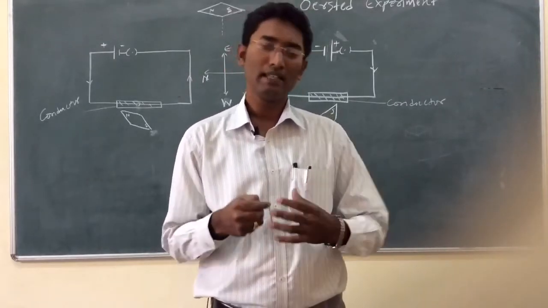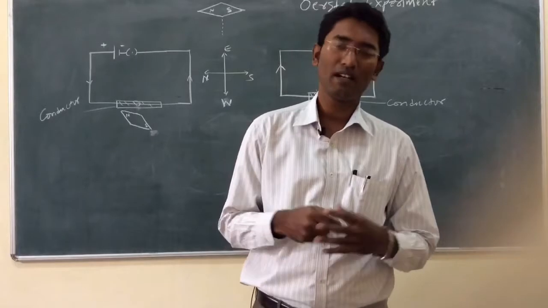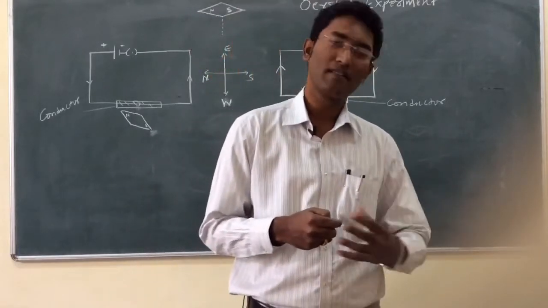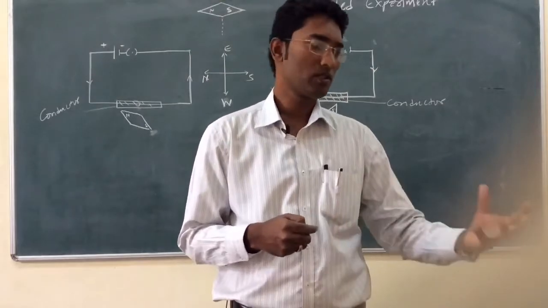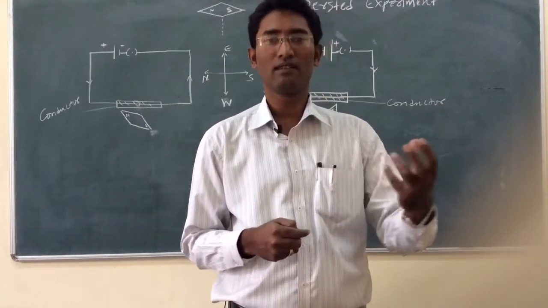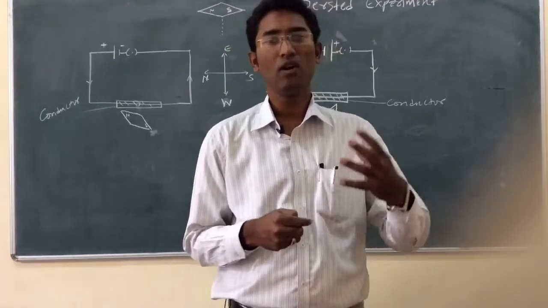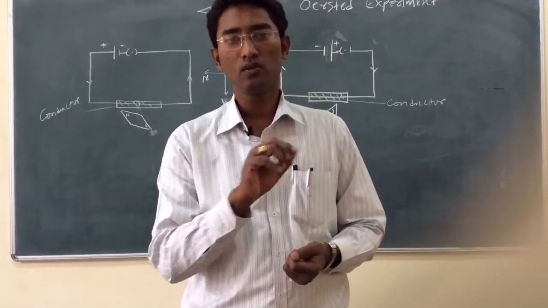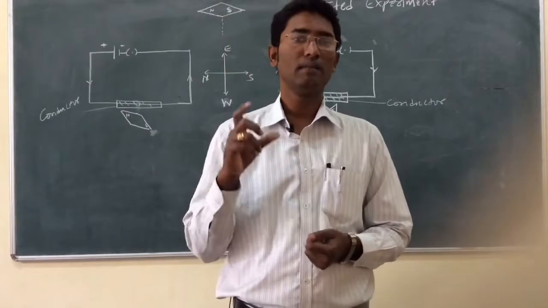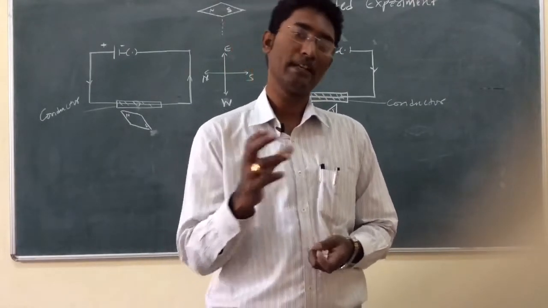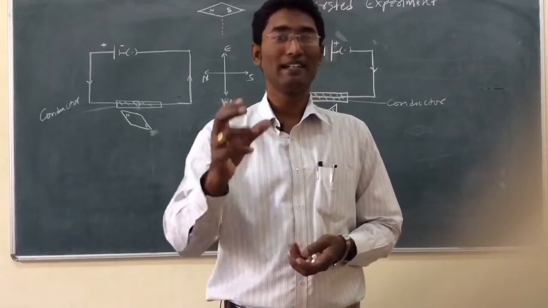There are many stories behind this, but it is said that he was doing certain experiments related to electricity, and there was a magnetic compass lying near one of the wires that was carrying a DC current. He observed that whenever current passed through that wire, the magnetic needle of the compass kept near the wire got deflected.